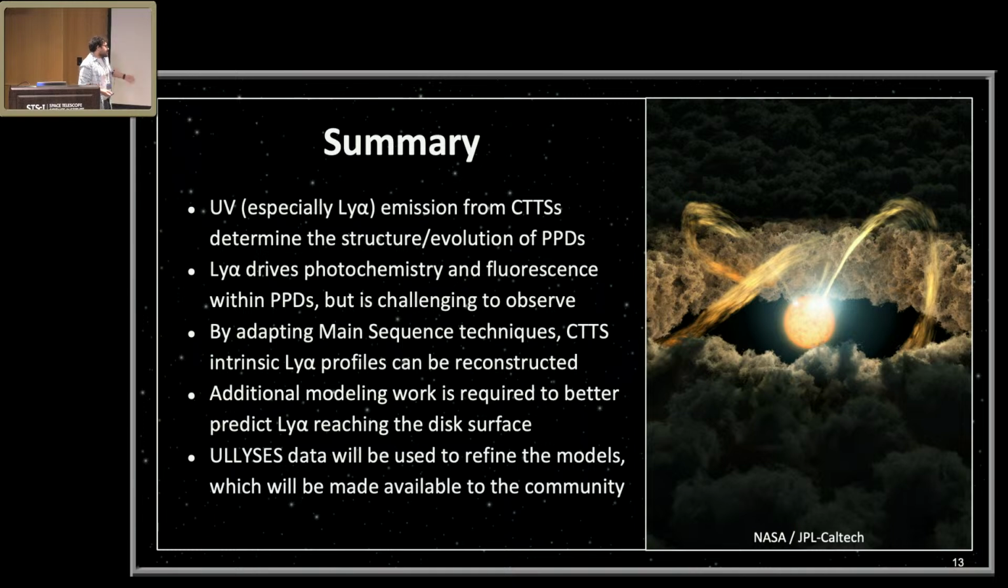We would like to use the Ulysses data to refine these models, and the ultimate goal here would be to provide these Lyman alpha profiles to the community, as well as this updated tool that anyone would be able to use to perform these kinds of reconstructions however they would like. Thank you for your attention.